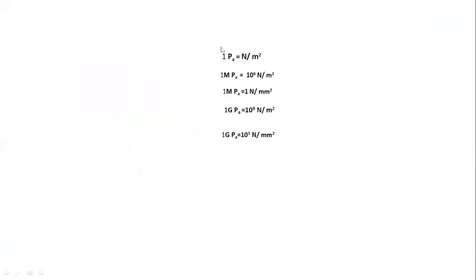These are the important conversions for problems: 1 megapascal, 1 gigapascal, 1 pascal. These are all important for solving the problems. 1 pascal equals 1 Newton per meter square. 1 megapascal equals 1 mega, which is 10 power 6, pascal equals Newton per meter square. So 1 megapascal equals 10 power 6 Newton per meter square.